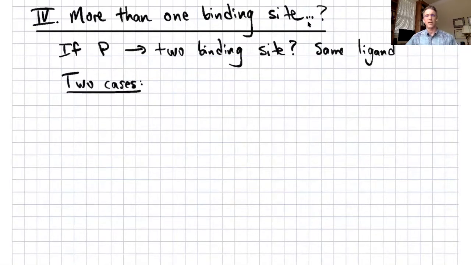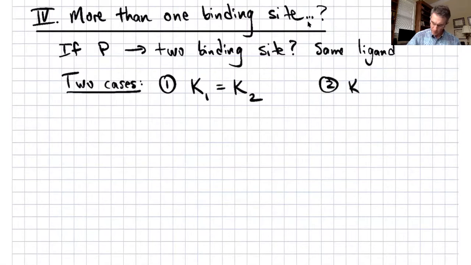And so our two cases are, we're gonna have two dissociation constants. So let's say we have case one where K1 equals K2, and case two is when K1 does not equal K2. So the simple case that we're going to deal with today is when the two different binding sites have exactly the same dissociation constant. The more complicated case is what happens when they don't have the same binding constant. We're going to deal with this one today. We're going to leave the second case for the next lecture.